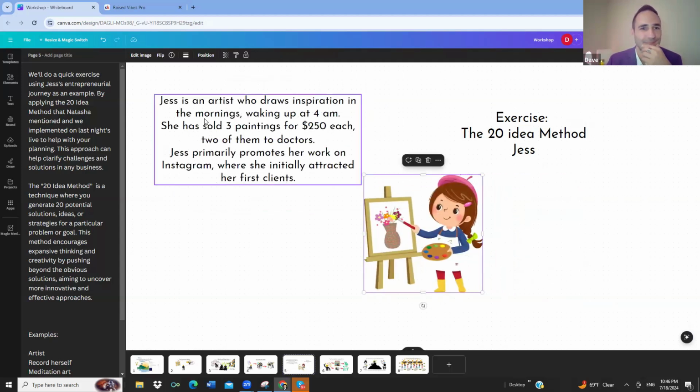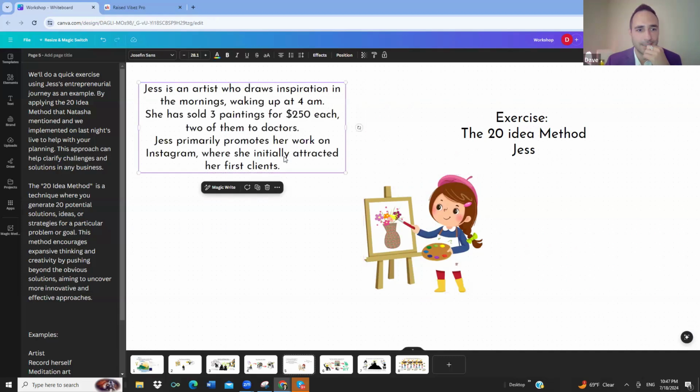If you guys remember on TikTok, she comes in. So Jess is an artist who draws, and her inspiration is in the mornings. She wakes up around 4 a.m. She has sold 3 paintings for $250. 2 of them were to doctors. And Jess primarily promotes her work on Instagram, where she initially attracted her first clients.